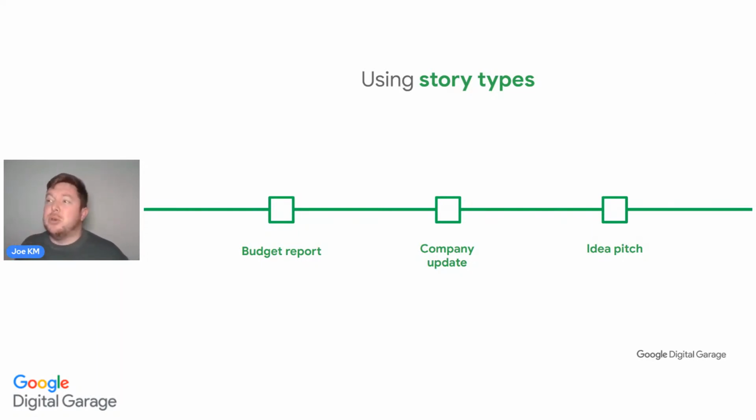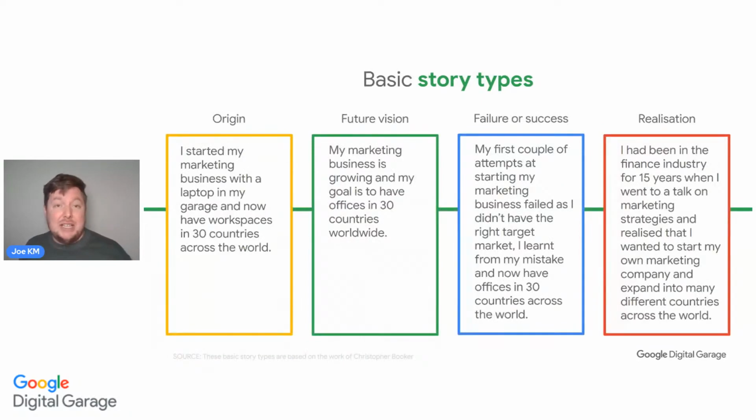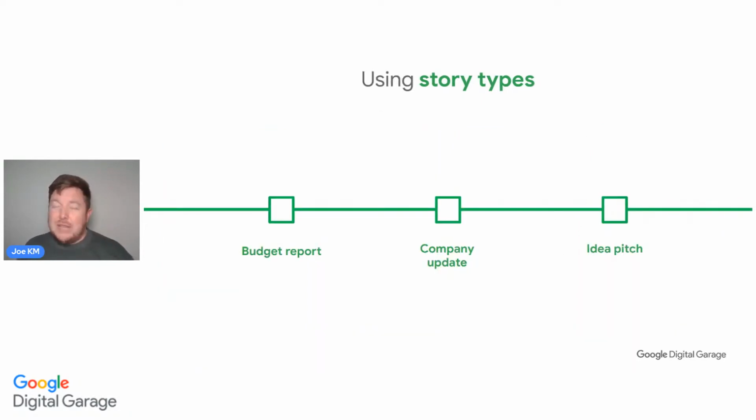What sort of example could this be? What sort of story could we maybe use from the last slides for a budget report? Anyone want to hazard a guess? Feel free to put it in the comments. For me, you might want to use a success or failure story and focus on what you've learned and how, moving forward as a company, you're going to do this.